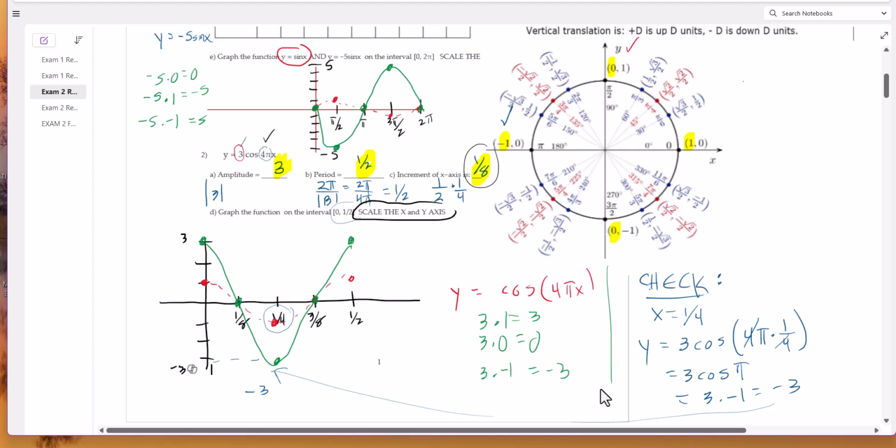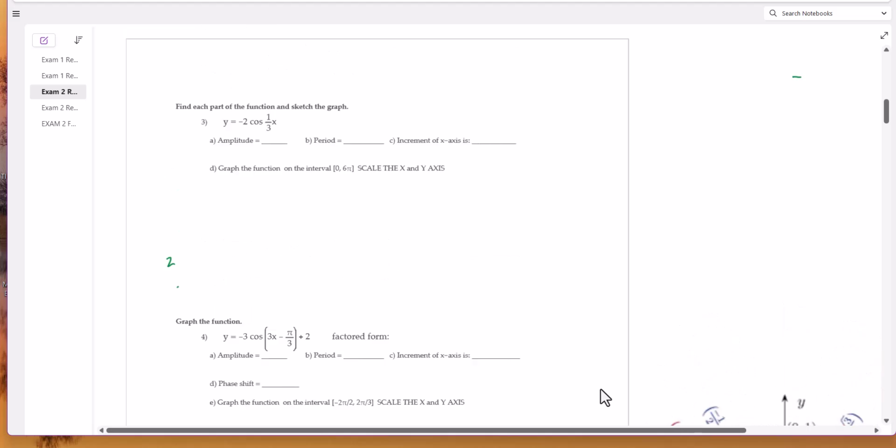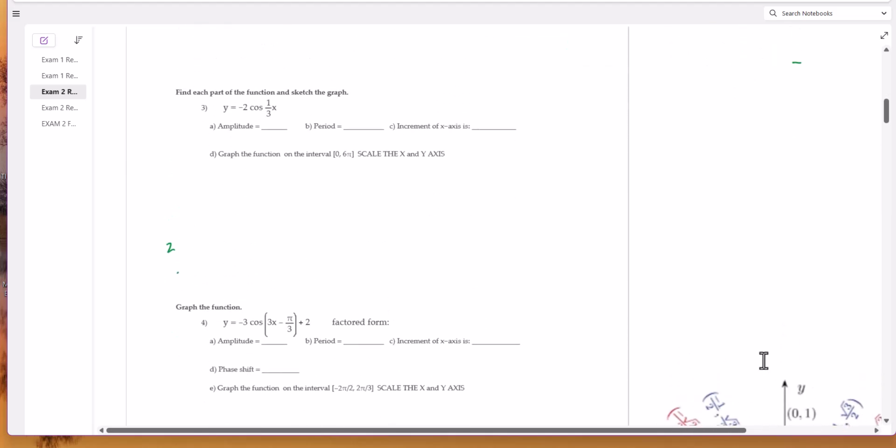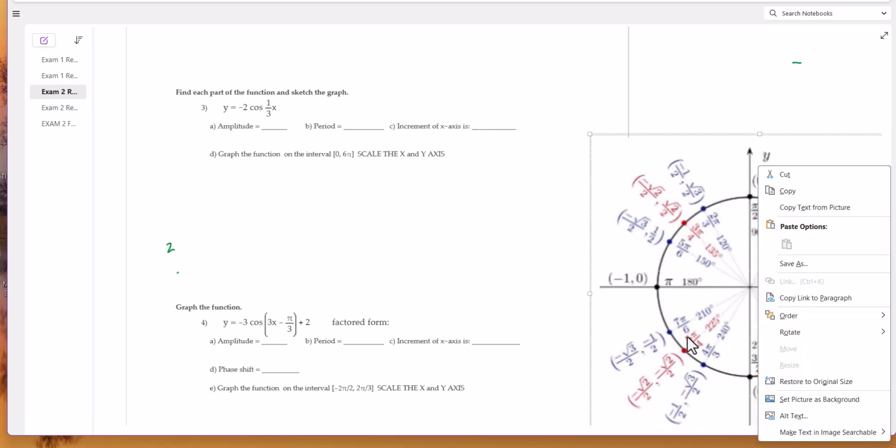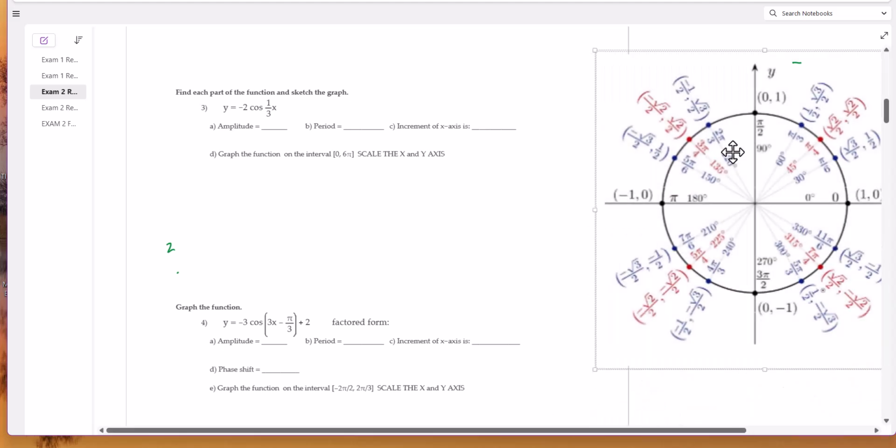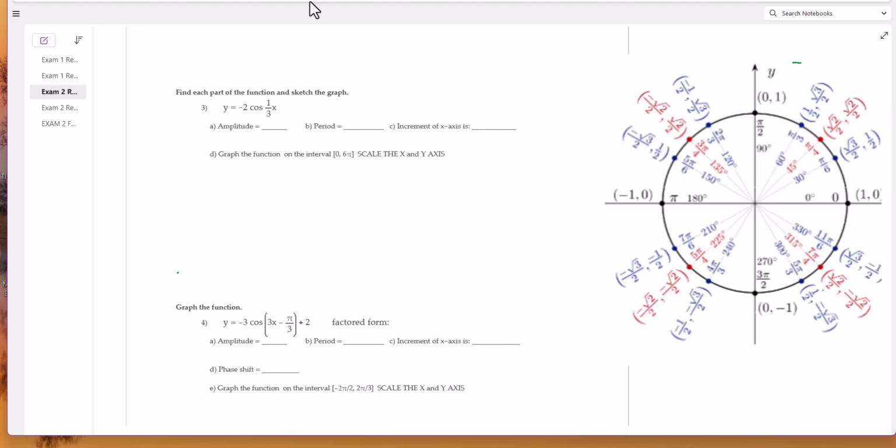And what we're going to look at here is another one. This problem's pretty similar to the one I just did. It's got just a couple other different features on it. So we'll go about doing this one pretty much the same way. Okay, so the amplitude, we'll start with that. Amplitude is absolute value of -2. That's 2. Remember, amplitude's a positive number always because it's a distance.